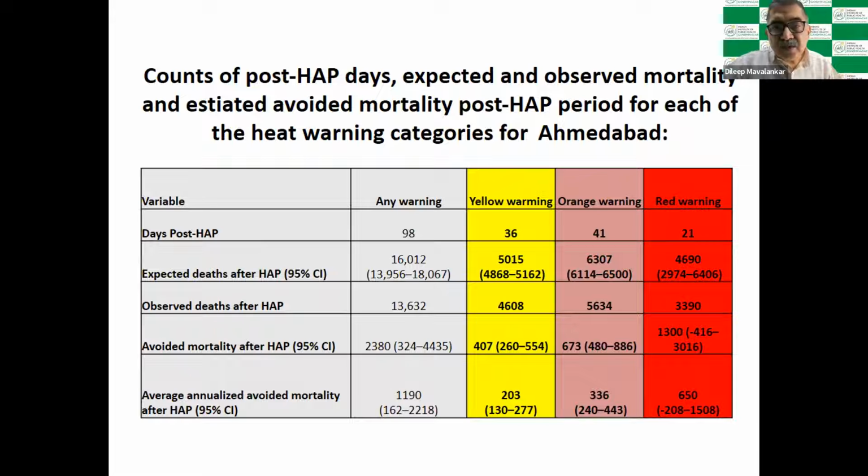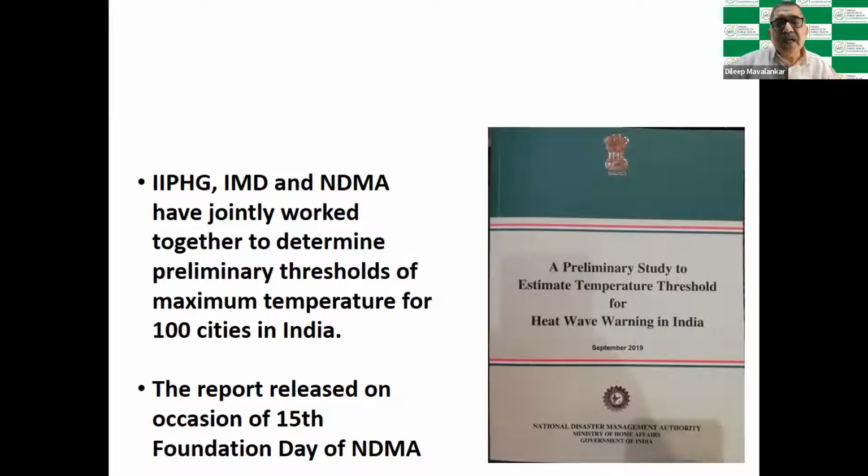And these are on various warnings. In the red warning days, which are only 21 days, we had 650 deaths prevented. So this is a more statistical analysis using the death registration data and warning data. This paper was also published later on with the help of IMD and Disaster Management Authority, because in many places the threshold of mortality had not been calculated.